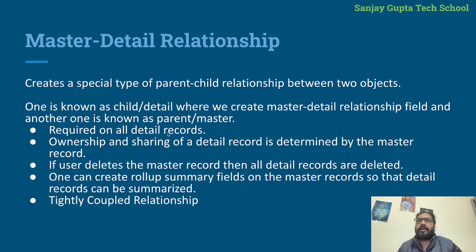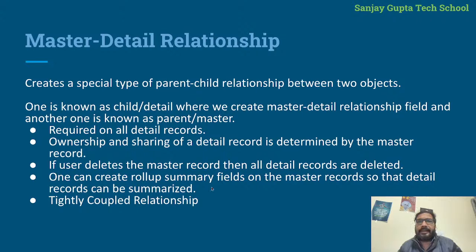So if you delete your parent record, all your child records will be deleted automatically. Then ownership and sharing of a detail record is determined by the master record, right? So the user who is the owner of the parent record will be the owner of the child record. And if we can access the parent record, then we can also access the child record, right? So sharing applies. Whatever sharing is available for the parent record goes with the child as well. Then if the user deletes the master record, all detail records are deleted.